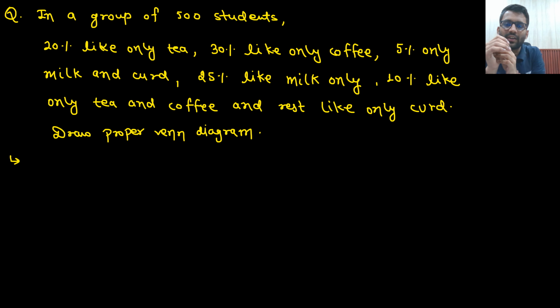So in a group of 500 students, 20% like only tea, 30% like only coffee, 5% here you can see tea, coffee, milk and curd. So you will think that there will be a Venn diagram of 4.